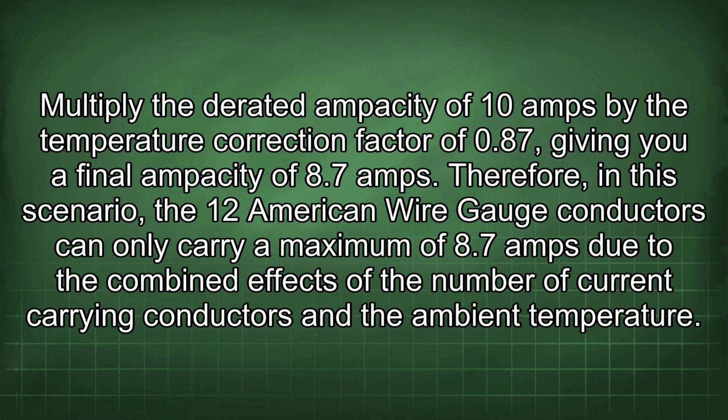Multiply the derated ampacity of 10 amps by the temperature correction factor of 0.87, giving you a final ampacity of 8.7 amps. Therefore, in this scenario, the 12 American wire gauge conductors can only carry a maximum of 8.7 amps due to the combined effects of the number of current carrying conductors and the ambient temperature.